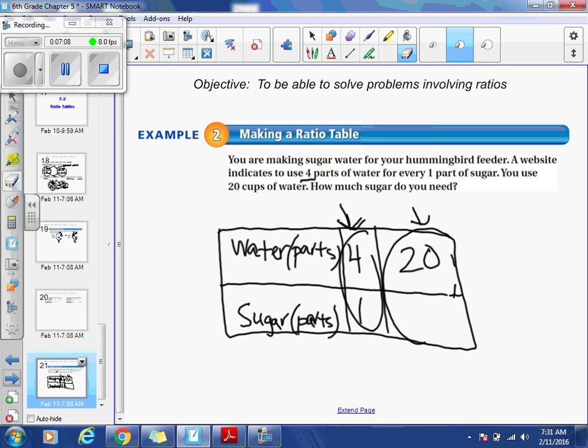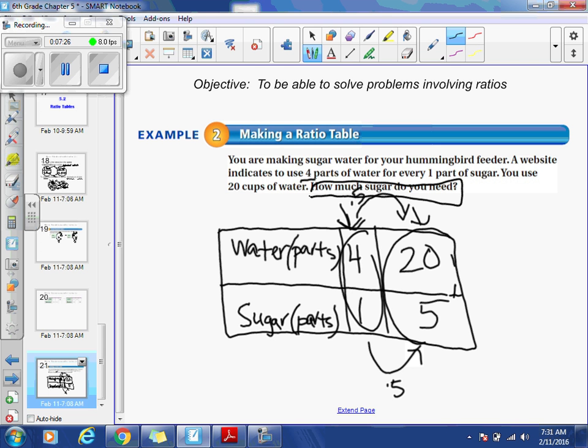So I look and I say, okay, we're missing this box. But up here, I have both boxes filled in. How did they get from 4 to 20? By multiplying or dividing. They multiplied by 5. So then I need to take my sugar and multiply that by 5 as well. 1 times 5 is 5. So then my question was actually, how much sugar do you need? My answer is right here. 5 parts, or 5 cups in this case.